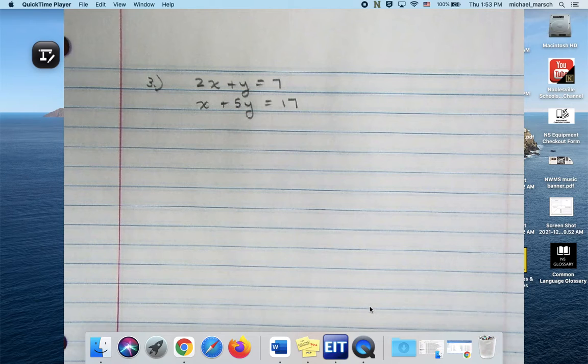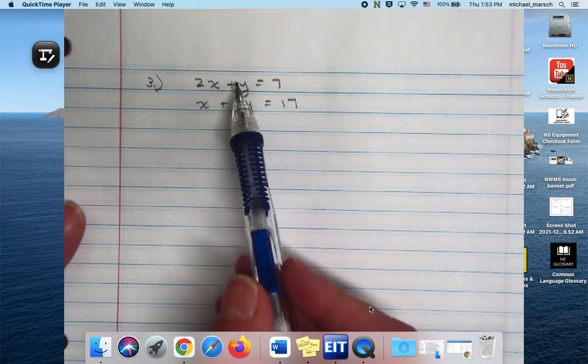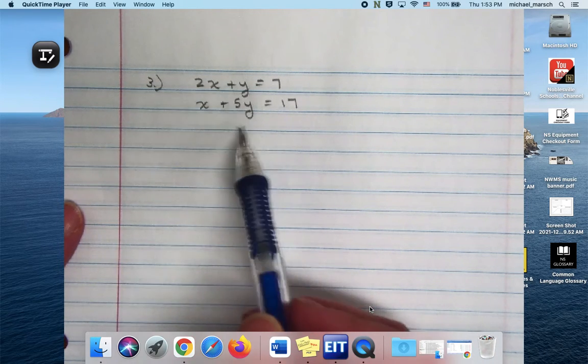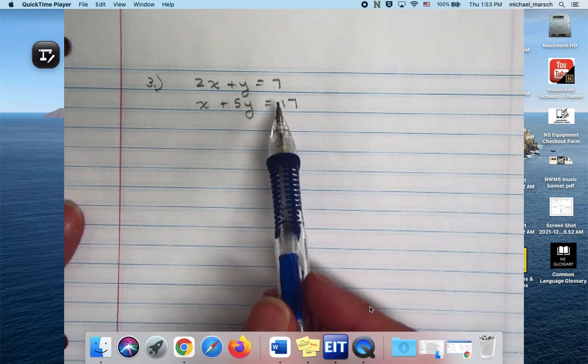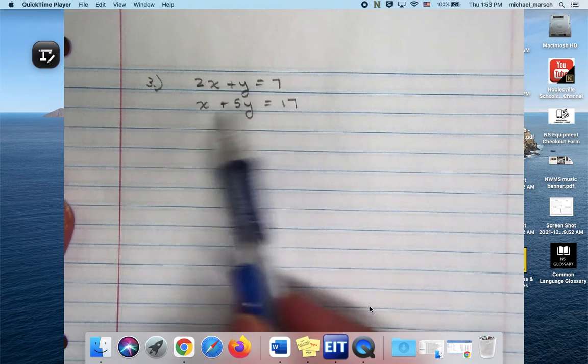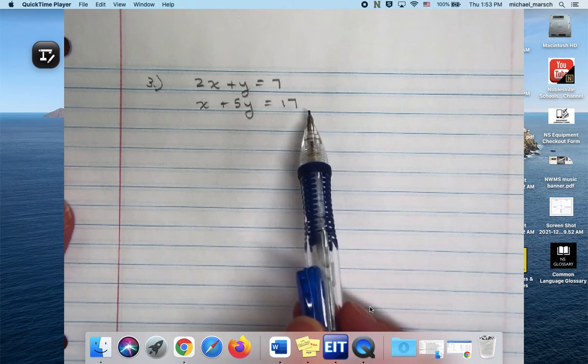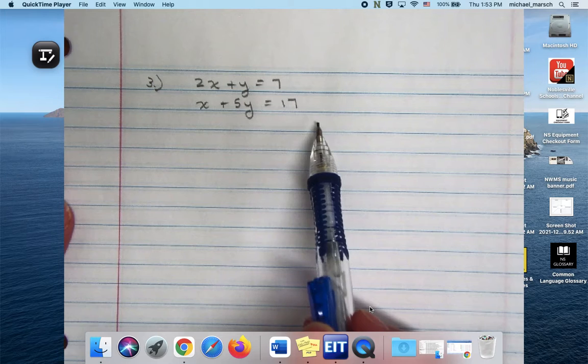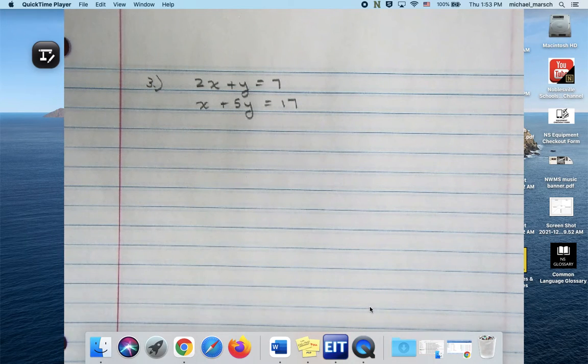Okay, so as you can see, none of these coefficients are going to cancel each other out if I were to combine these. So I have to multiply either the first equation or the second equation by something so that I can force one of the variables to cancel out. There are several answers to this. There are so many ways you can attack this. So what you might be thinking might not be what I'm about ready to show you, and that's okay.